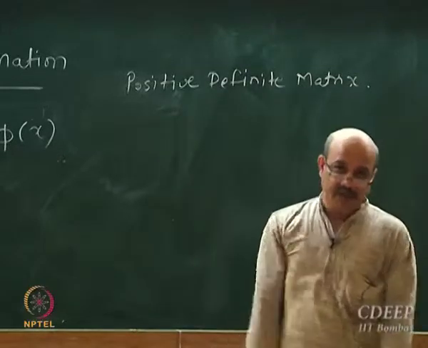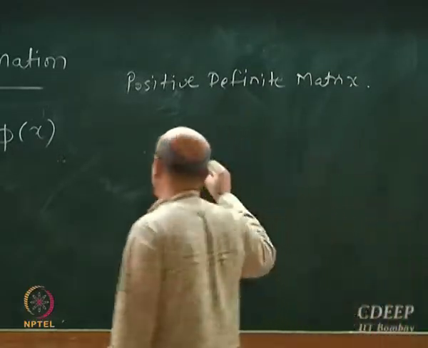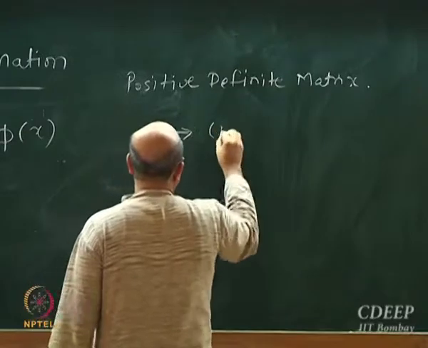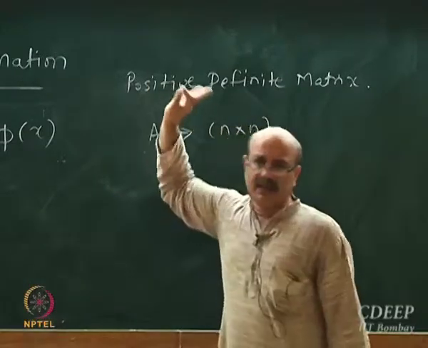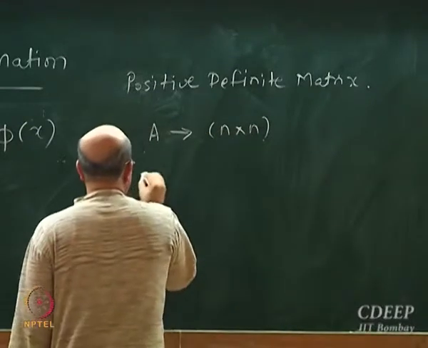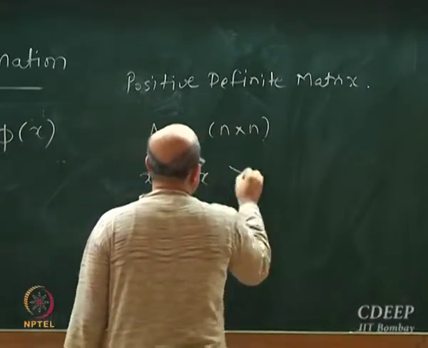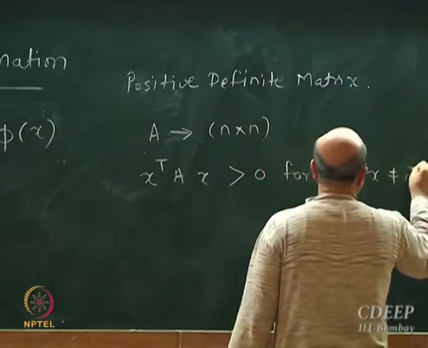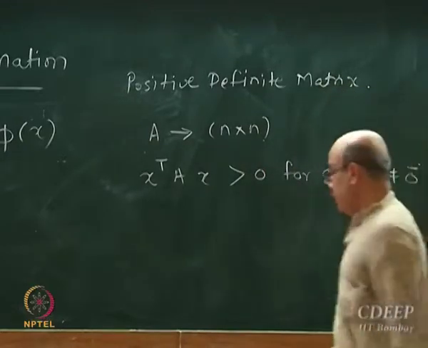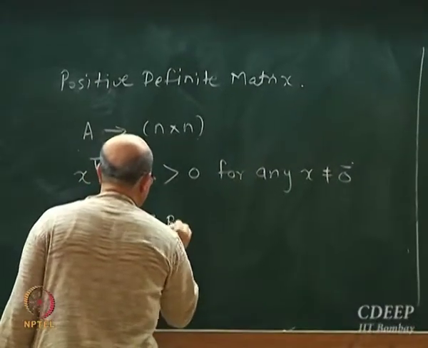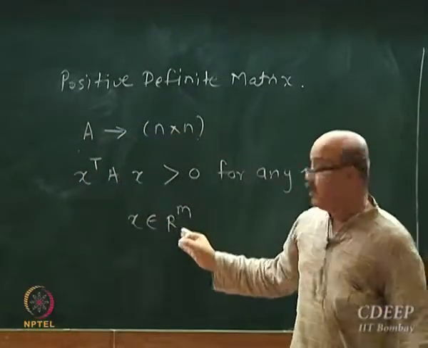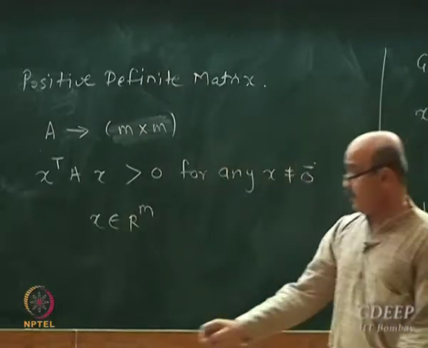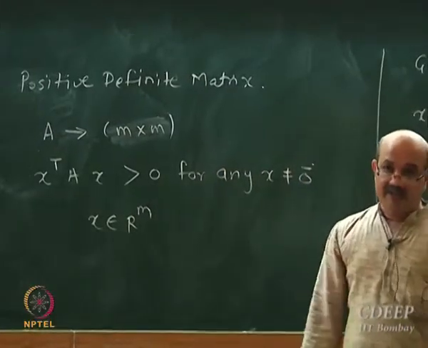Right now I am just digressing from the main theme, going into a little bit of linear algebra, which may appear disconnected. So if I have a matrix A, this A is an n cross n matrix. We are talking about real valued matrices right now. So if x transpose Ax is greater than 0 for any x not equal to 0, and x belongs to m dimensional space. We are looking at m dimension, oh not n cross n, this should be m cross m, because we are talking about phi of x, where x is m dimensional.